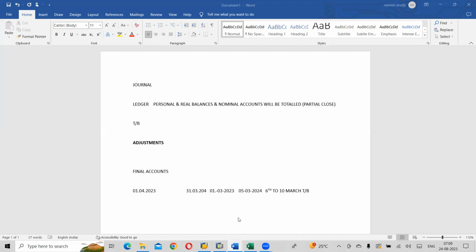Adjustments are nothing but, after preparation of the trial balance, whatever transactions occurred, whatever errors are rectified, whatever transactions are missed to record, that will be written separately and entered directly, or adjusted directly, in our final accounts. So that is the reason these are called adjustments.